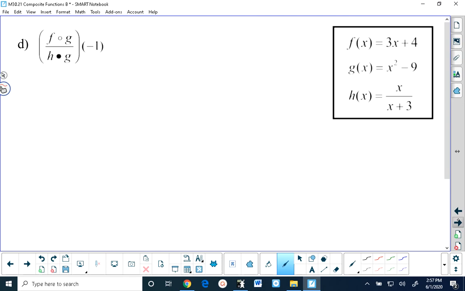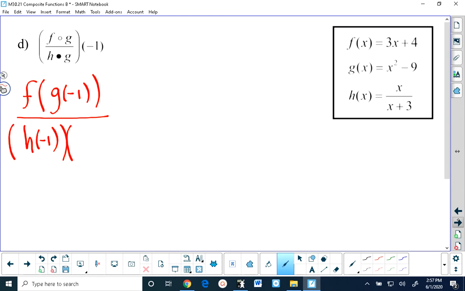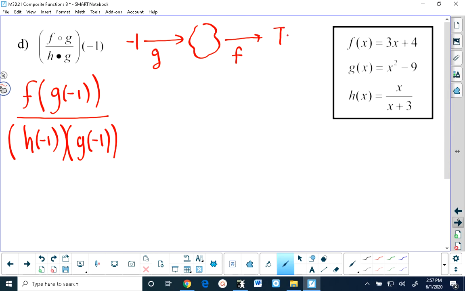F of g over h times g of -1 means f of g of -1 over h of -1 multiplied by g of -1. So you have three things to figure out here. You have to figure out the top, which is f of g of -1, which means we put -1 through g, take the answer and put it through f to get the top.